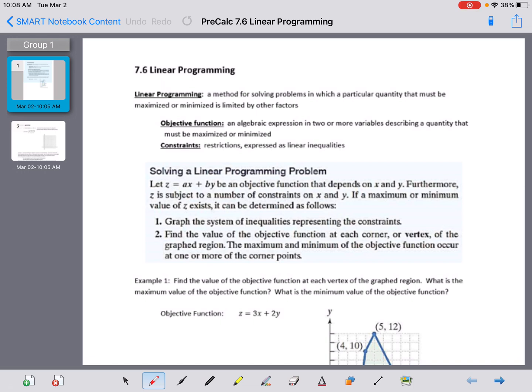So what we have is we start with an objective function, and this is an algebraic expression in two or more variables describing a quantity that can be maximized or minimized. We often started out with z equals something. So when you see the z equations, that's usually your objective function. Sometimes that is maybe your profit. So maybe instead of z, it's a p for profit, or maybe it's a c, so it's your cost.